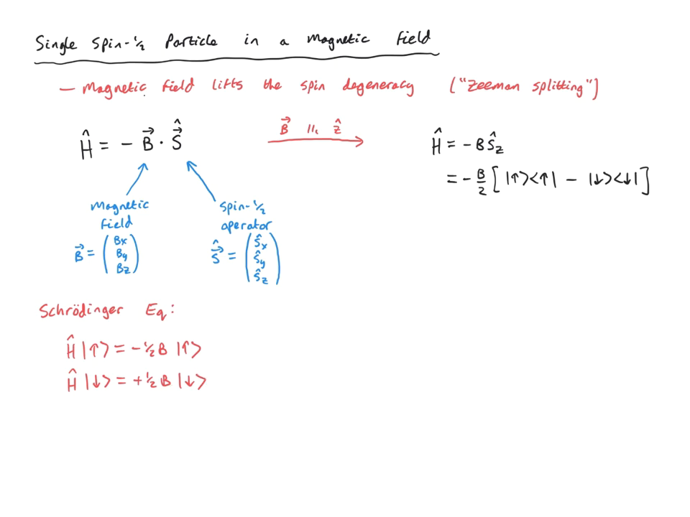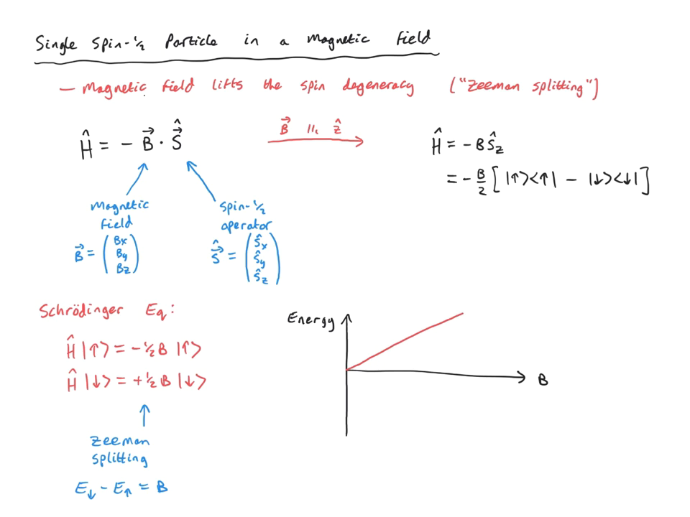So the up and down states are still eigenstates of the Hamiltonian, but now they have different energy. The degeneracy is lifted, and this is precisely the Zeeman splitting. And the energy splitting between the up and down spins is precisely the field strength B. If we were to plot a diagram showing the energy of these states as a function of the magnetic field strength B, we would see that at B equals 0, both states are degenerate, and then at finite B, the down spin state increases in energy, whereas the up spin state decreases in energy.